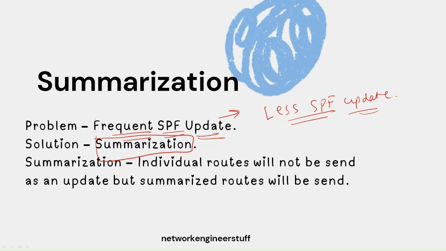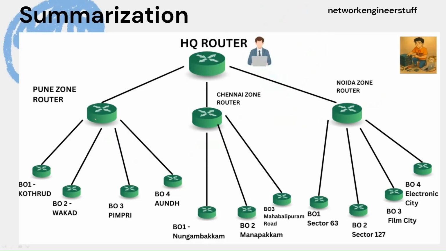What do you mean by summarization? Those who have done CCNA may be aware of this. Summarization is nothing but, rather than sending individual routes in the update, we will send a summarized route. Multiple routes will be summarized to one single route. So whenever the router is sending any update, it will not send the individual routes, but it will send a summary route. I'll explain again with the help of this particular diagram.